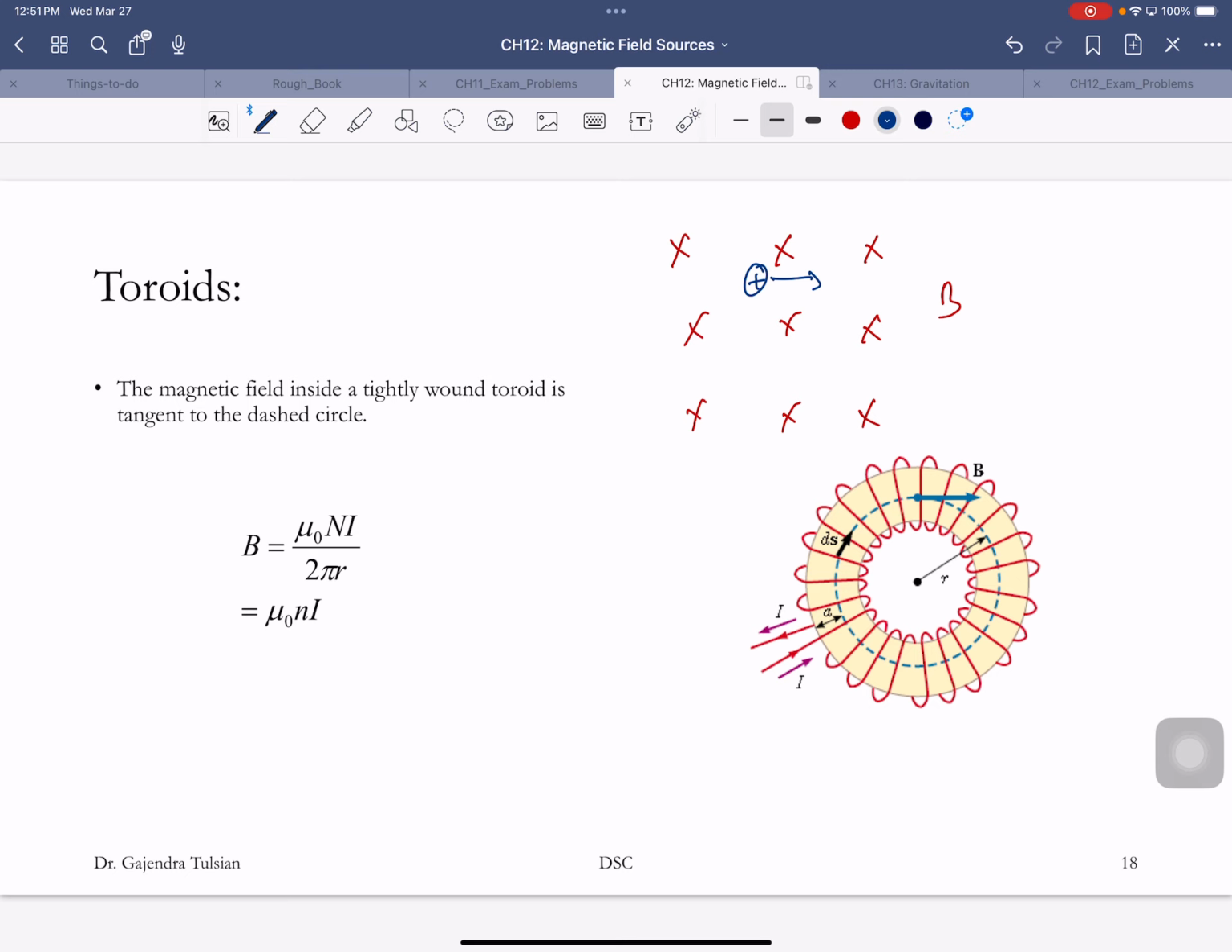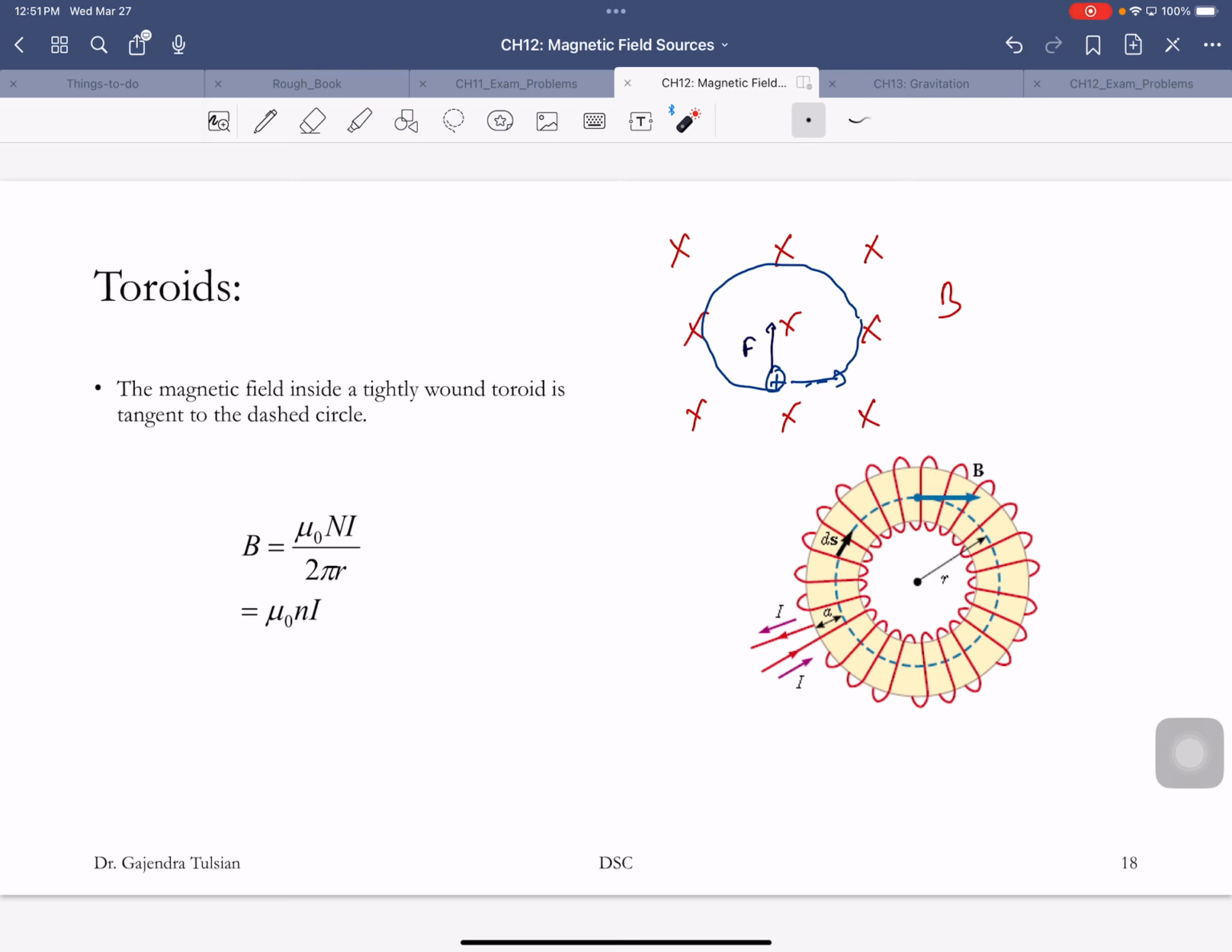Let's say you throw a charged particle like this. The V cross B is into the plane, so V cross B would be a force in that direction. This particle would feel a force in that direction, and what this charged particle does is it goes in a circle. So magnetic field lines trap moving charged particles. The particles wrap around the field lines.